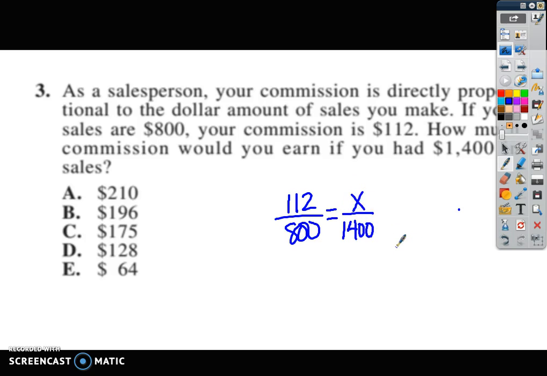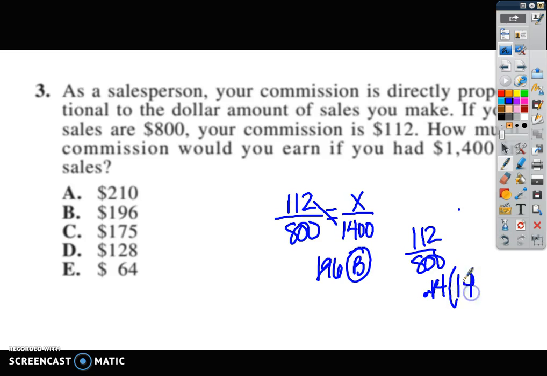So remember, in proportions, you just cross multiply and divide. So you would do 112 times 1,400 divided by 800. And when you do that, you get 196, which is B. Okay. Another way to do that would be to figure out what percent of commission you get. So if you take the 112 out of 800, and you divide that in your calculator, you get that's 0.14, which is 14%. So you could take that 14% and multiply it by 1,400 to get 14% of 1,400, and that's also going to give you 196. So either way would work.